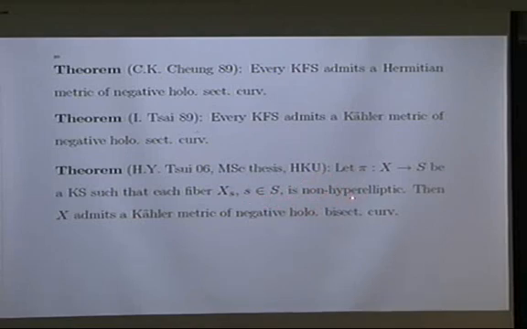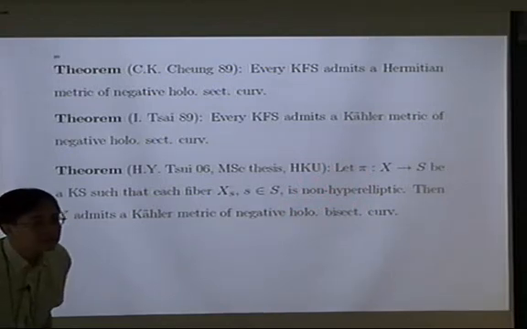Anyway, in this case, maybe we really don't need the assumption, but in any case, then X admits a Kähler metric of negative bisectional curvature. Okay, he needs this assumption really. I can say a little bit why he needs this assumption.